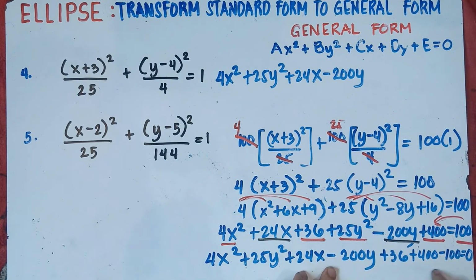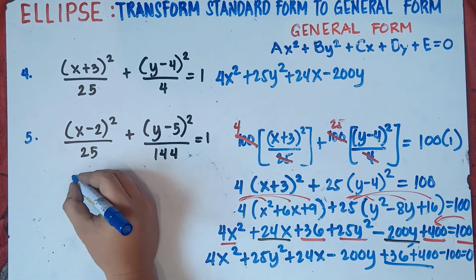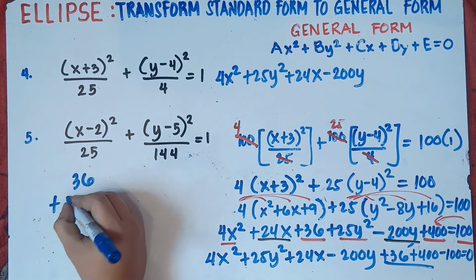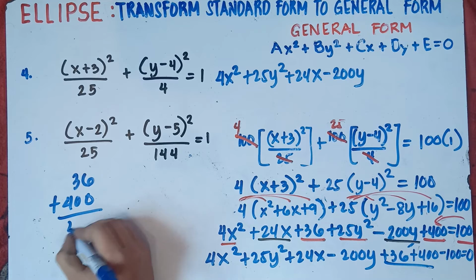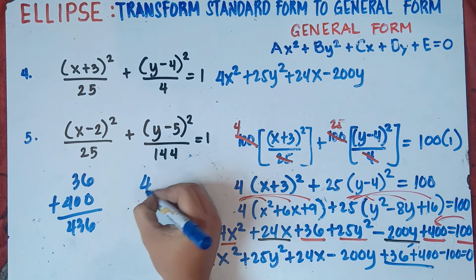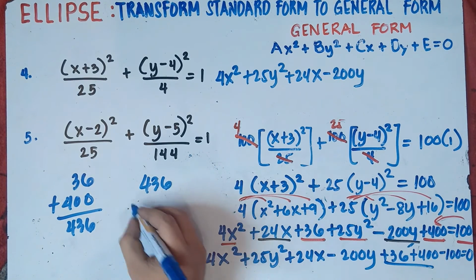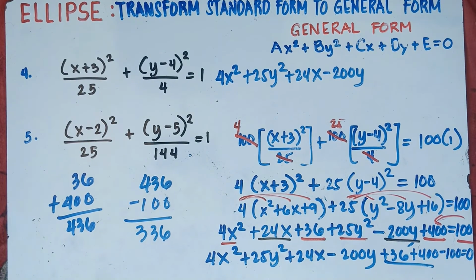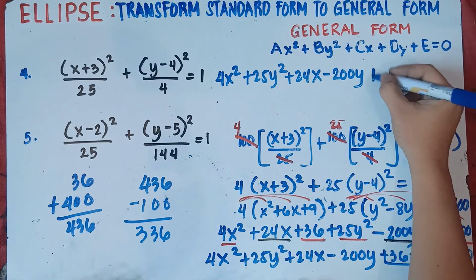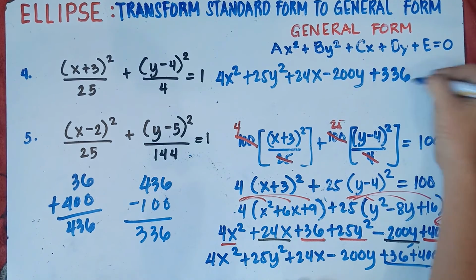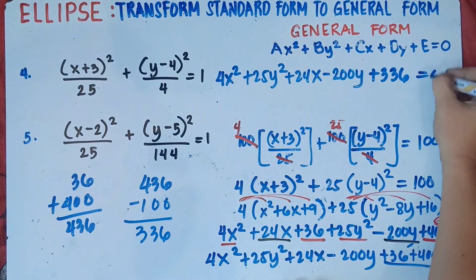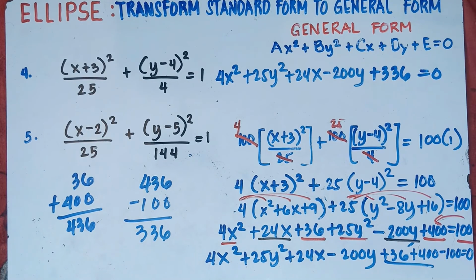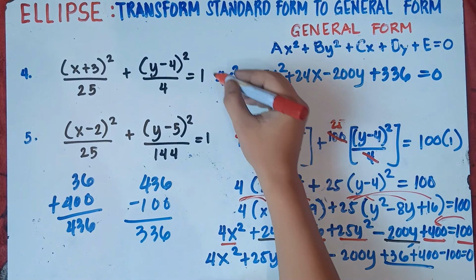Then combine this one, class. 36 plus 400 minus 100. So let's combine this one. 36 plus 400. Of course, that would be 436. 436 minus 100. That would be 336. Alright, plus 336 equals 0. That's it, class. All set for number 4. That's the general form.